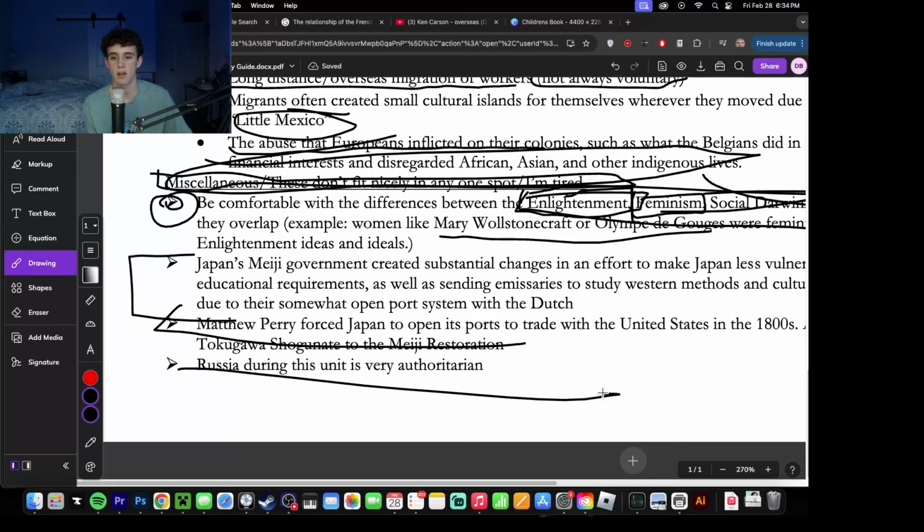And then Russia's very authoritarian. That's not good. We don't like when Russia's authoritarian. Russia just, I don't know. I don't think it does well. It doesn't do good when it's authoritarian.